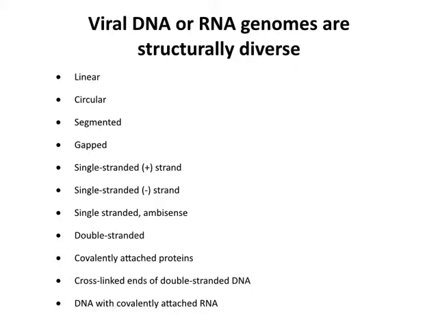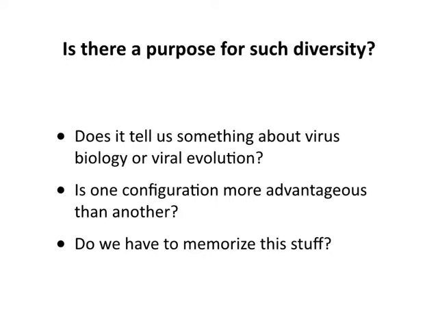You can have covalently attached proteins to some genomes. The ends can be cross-linked, or there can be covalently attached RNA. So these are just additional modifications. Again, we don't consider this beyond the 7 genome classes. None of this makes a new genome class. It's just things that can happen to viral genomes that make them different. And we'll discuss some of these, so you should be aware of them. So there's a lot of diversity beyond the 7 in the way genomes are configured.